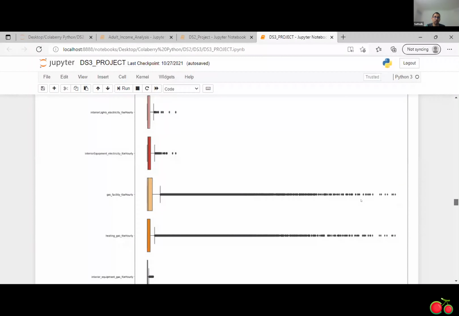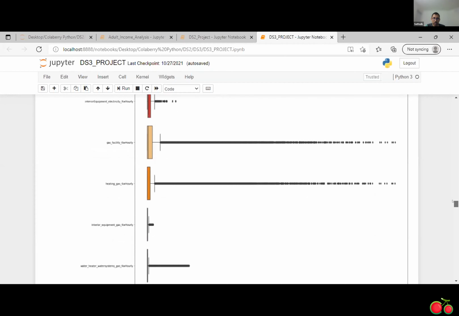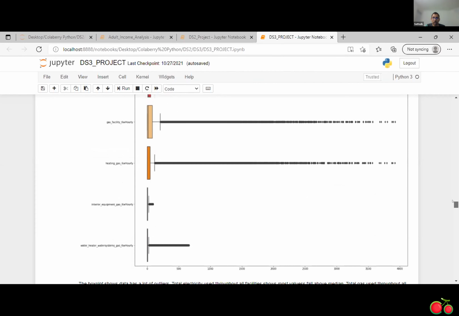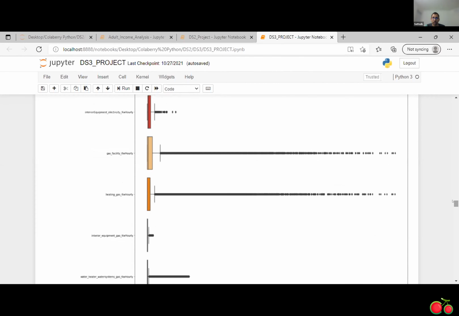Pretty similar distribution. You see an equal number of outliers in heating gas and in gas facility, right? Which means this heating gas is heavily influencing your gas facility. The overall gas consumption value is heavily influenced by the heating gas one.